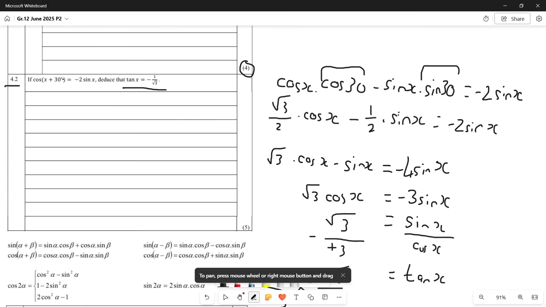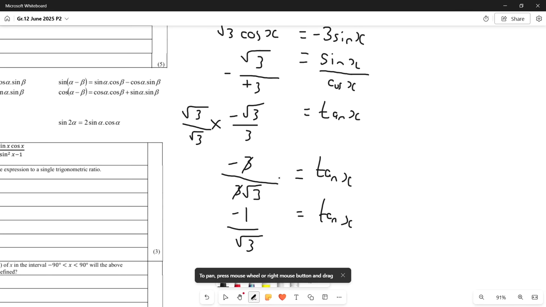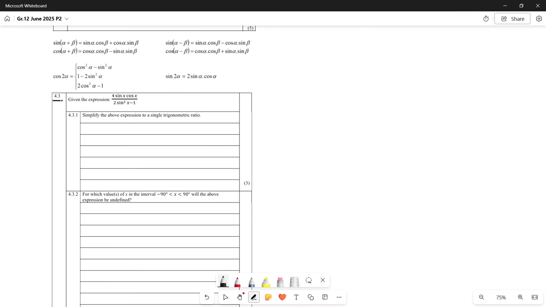If cos(x + 30) equals negative 2 sine x, deduce that tan x equals this value, minus 1 over the square root of 3. And we have that over here. So we're on question 4.3. It says, given the expression 4 sine x cos x divided by 2 sine squared x minus 1. 4.3.1, simplify the above expression to a single trigonometric ratio.